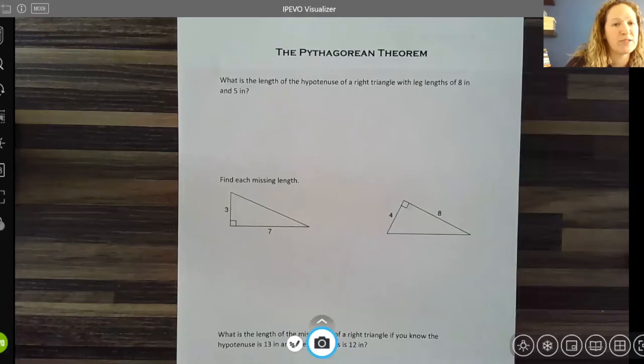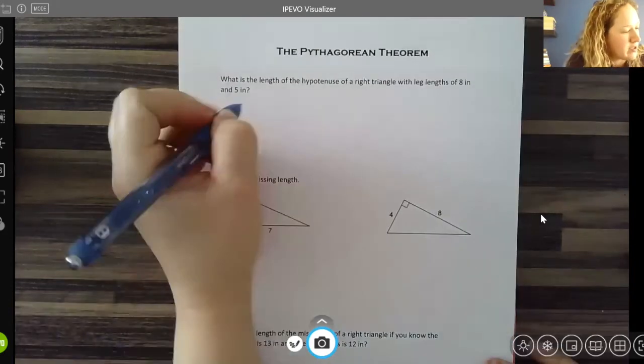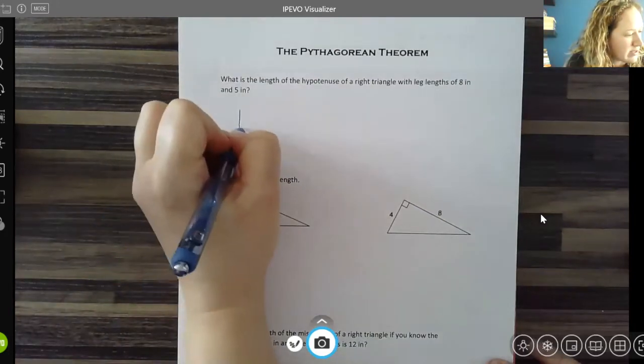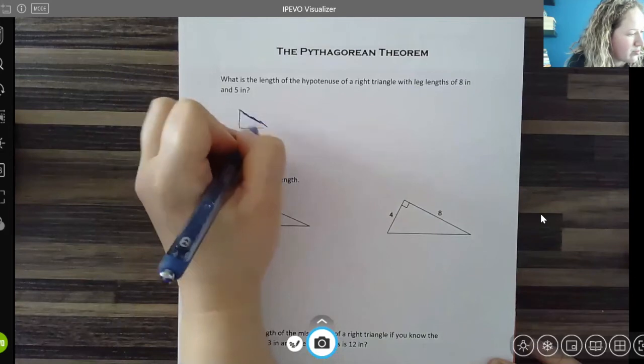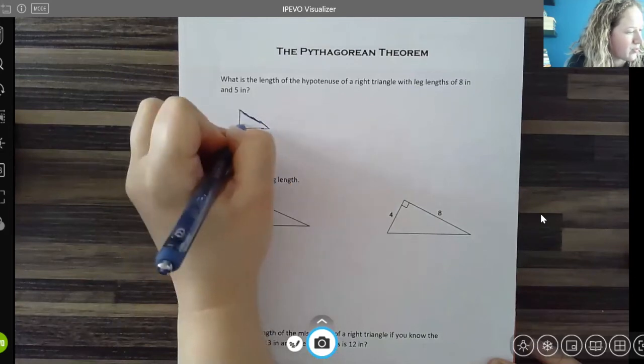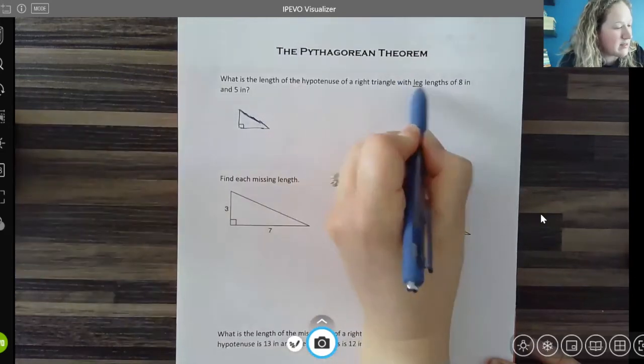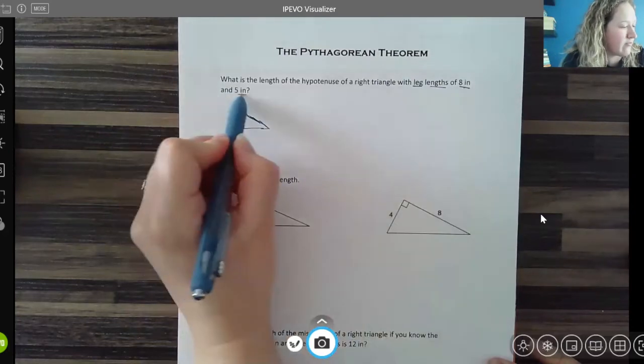So here I've typed up a couple of examples. The first one is, what is the length of the hypotenuse of a right triangle with leg lengths of 8 inches and 5 inches? So the first thing I'm going to do is draw myself a visual of what this triangle might look like. Okay, and it says my leg lengths are 8 inches and 5 inches.